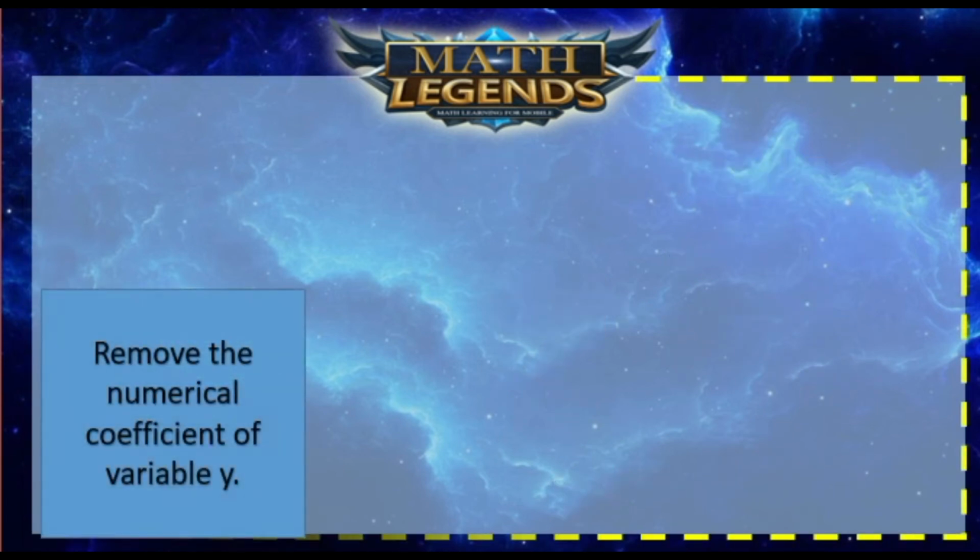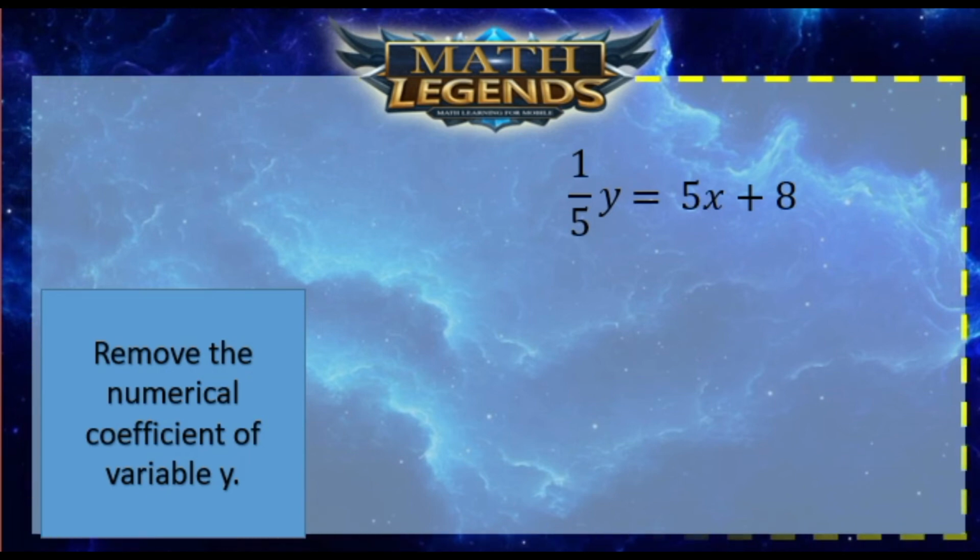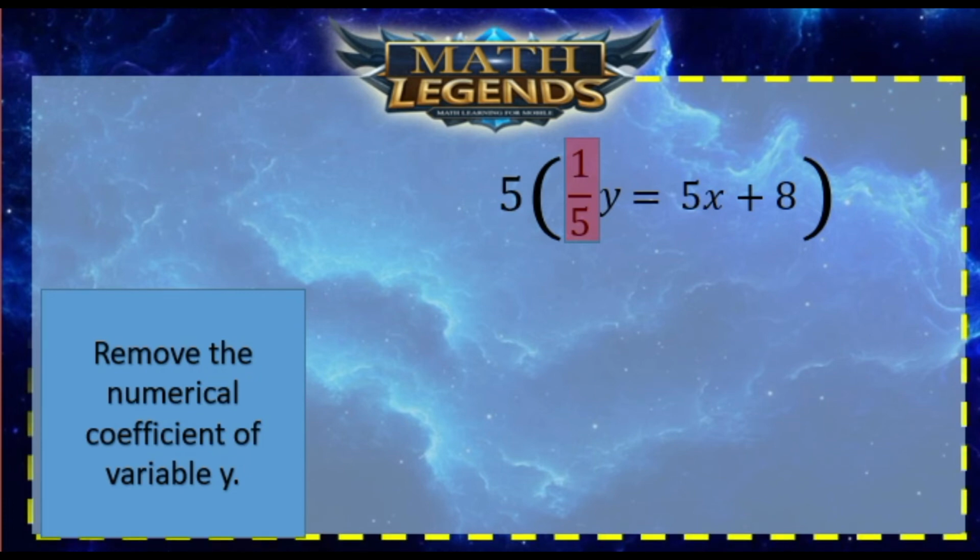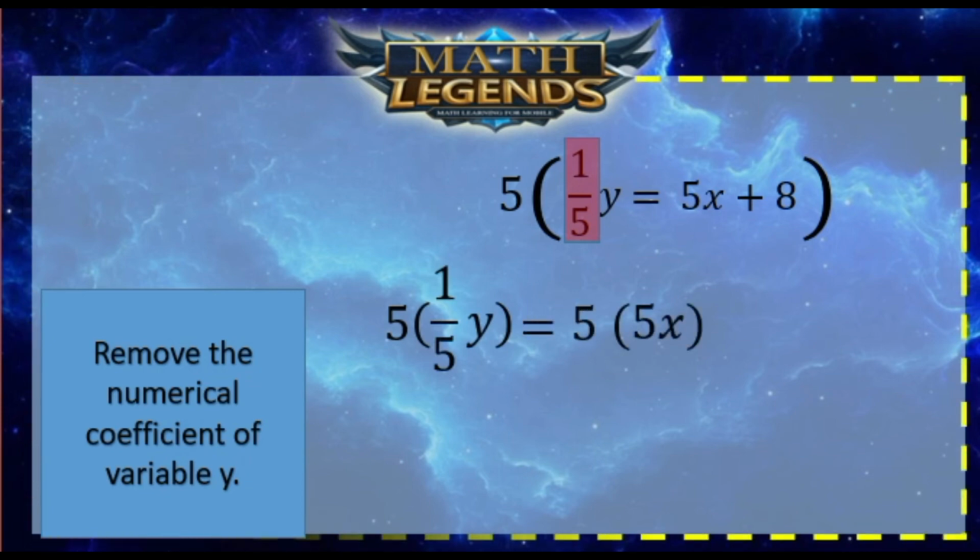Then after that, given the equation 1 over 5y is equal to 5x plus 8, remove the numerical coefficient of the variable y. Given the numerical coefficient, which is 1 over 5, in order to remove it, we're going to multiply the whole equation by the multiplicative inverse of the numerical value. So the multiplicative inverse of 1 over 5 is equivalent to 5. So let us try to simplify the equation. So we have 5 times 1 over 5y is equal to 5 times 5x plus 5 times 8.